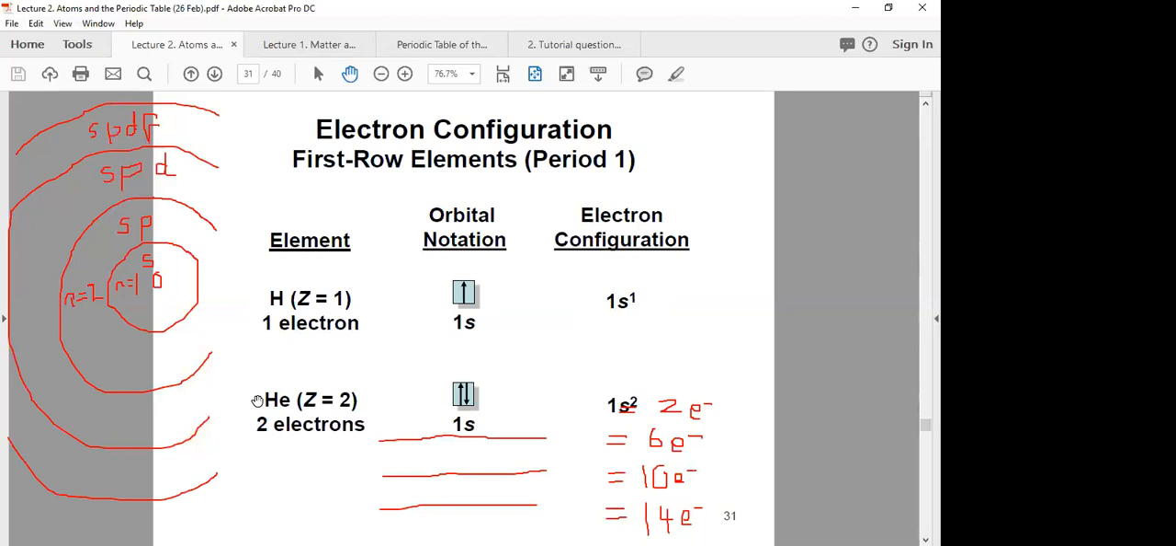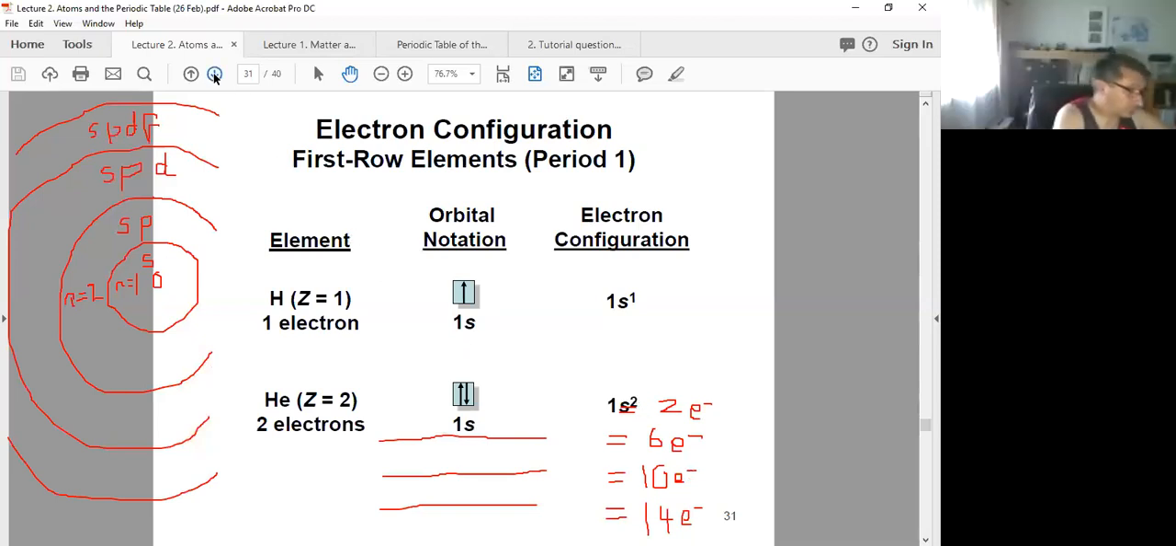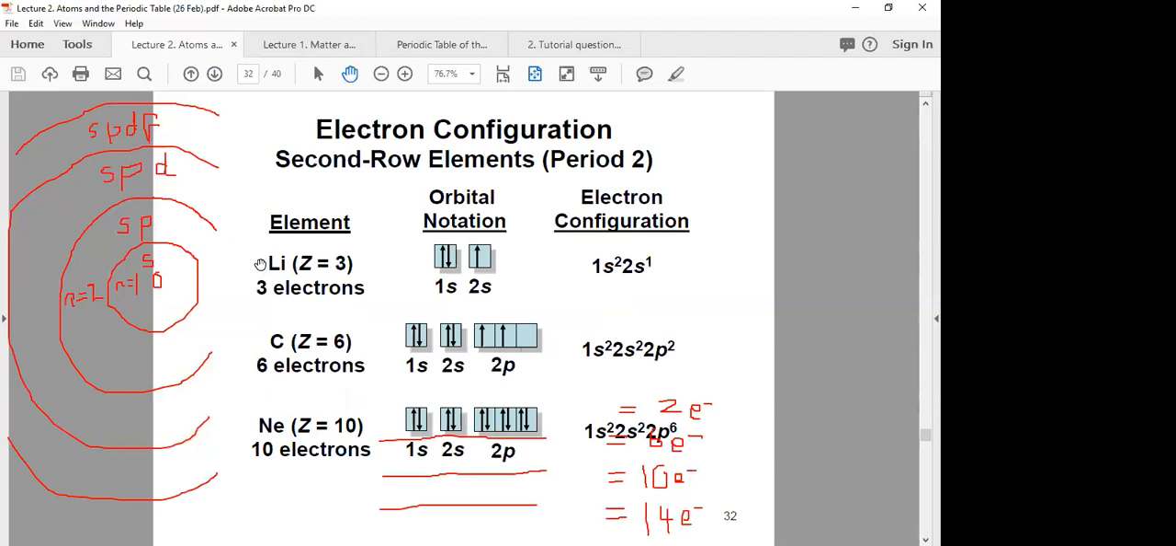You're asked to write the electronic configuration of helium. You go to the periodic table, find out the atomic number Z, and you see that it's 2. That tells us 2 protons and therefore 2 electrons in a neutral atom. So you know you only have to place 2 electrons. And this is how you write it. Shell number 1, S subshell, and you pop the 2 electrons here. Done. Very easy. Another example, lithium.